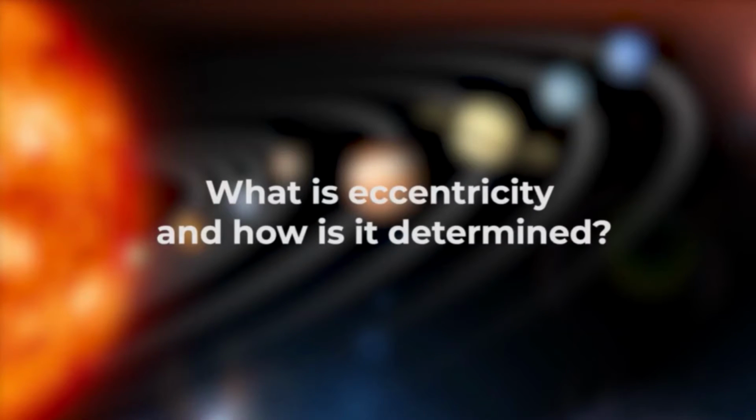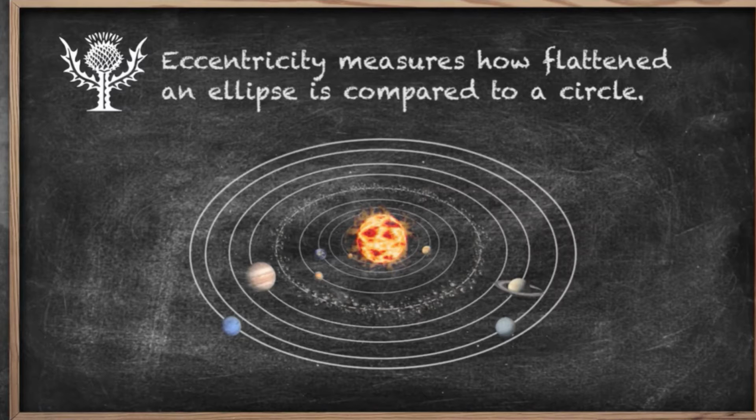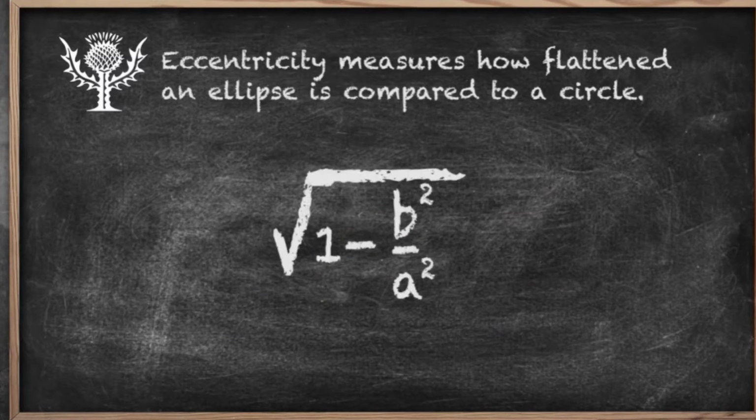But what is eccentricity? How do you figure it out? Eccentricity measures how flattened an ellipse is compared to a circle. We calculate it using this equation. So, what does that mean?